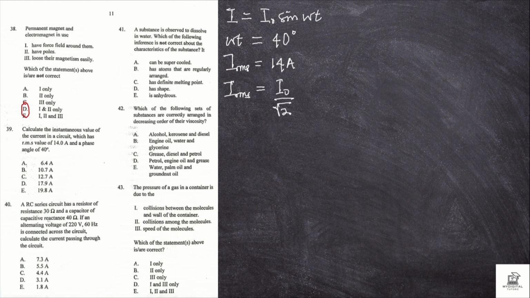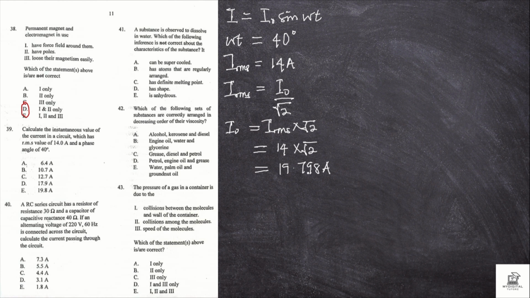Is that correct? So which implies that the peak value current is equal to the root mean square value multiplied by root 2. So doing that, what is the root mean square value? It is 14 multiplied by root 2. When you press your calculator, do 2 multiplied by 14, that should give us 19.798 amp. Are we clear?